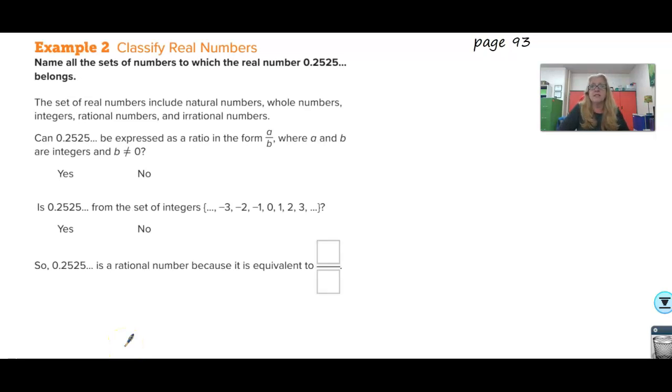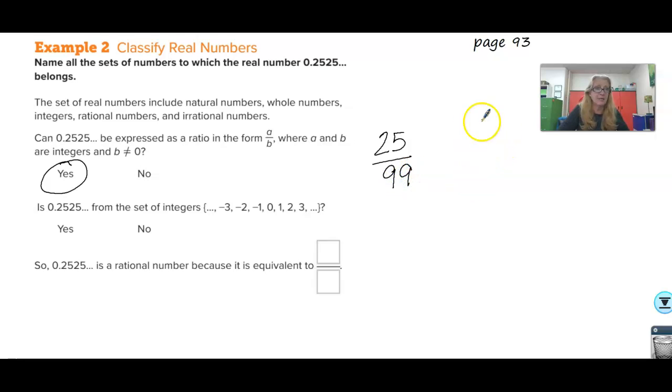Okay, name all the sets of numbers to which the real number 0.2525 belongs. Okay, now here's a repeater. This one's clearly repeating 25252525. All right, so can 0.2525 be expressed as a ratio in the form a over b where a and b are integers? Well, yes, it can. Okay, because 25 repeating is actually 25 over 99.